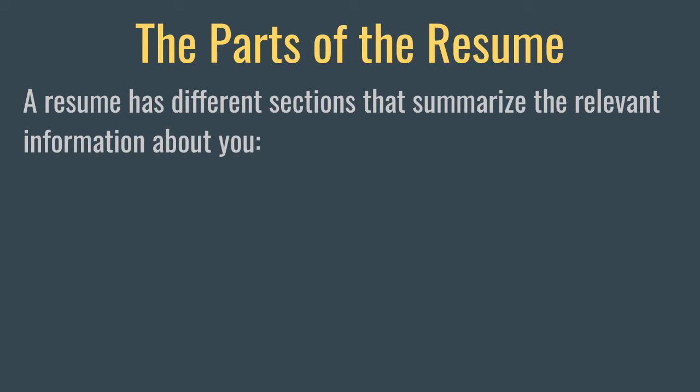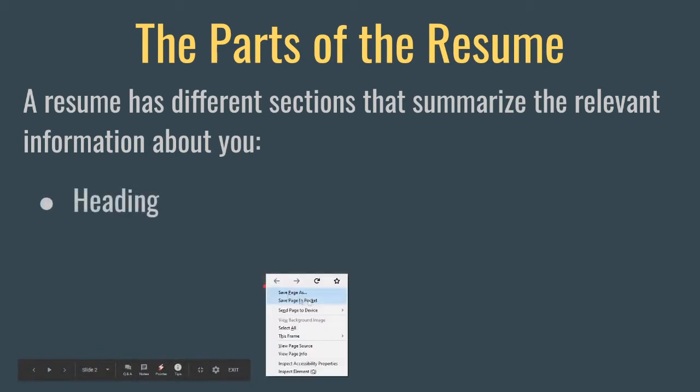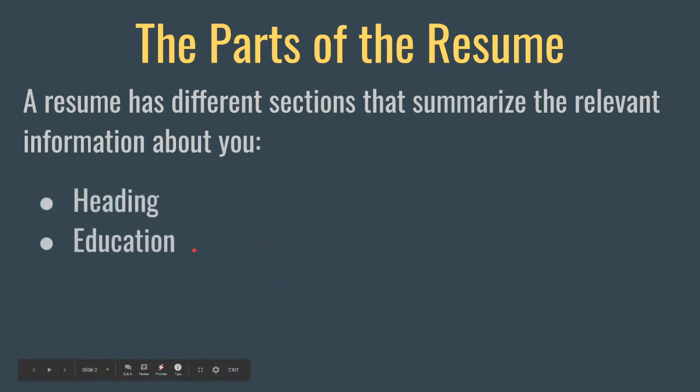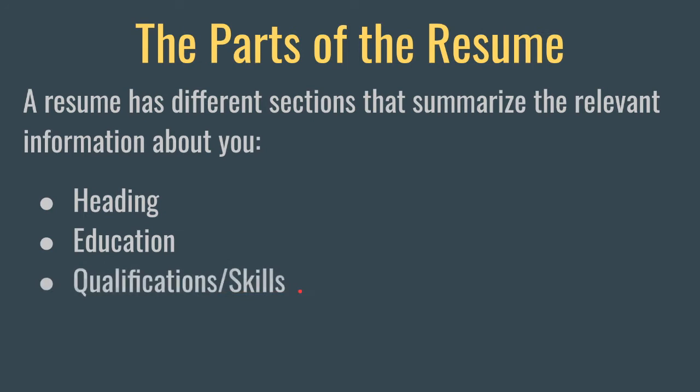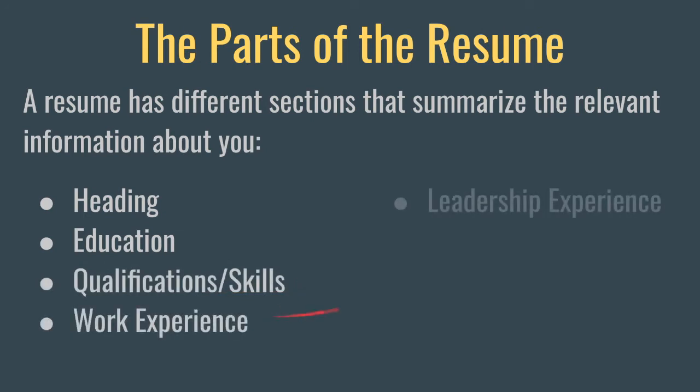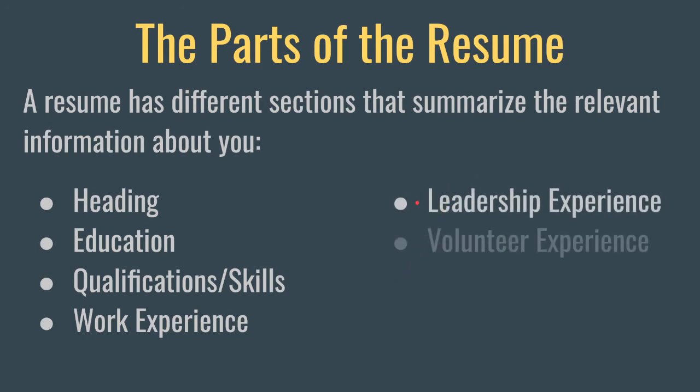The information that should be included on a resume includes a heading, education, your qualifications and skills, your work experience, your potential leadership experience, volunteer experience, and then finally, references. We're going to go over each of these parts separately. First up, we have the heading.